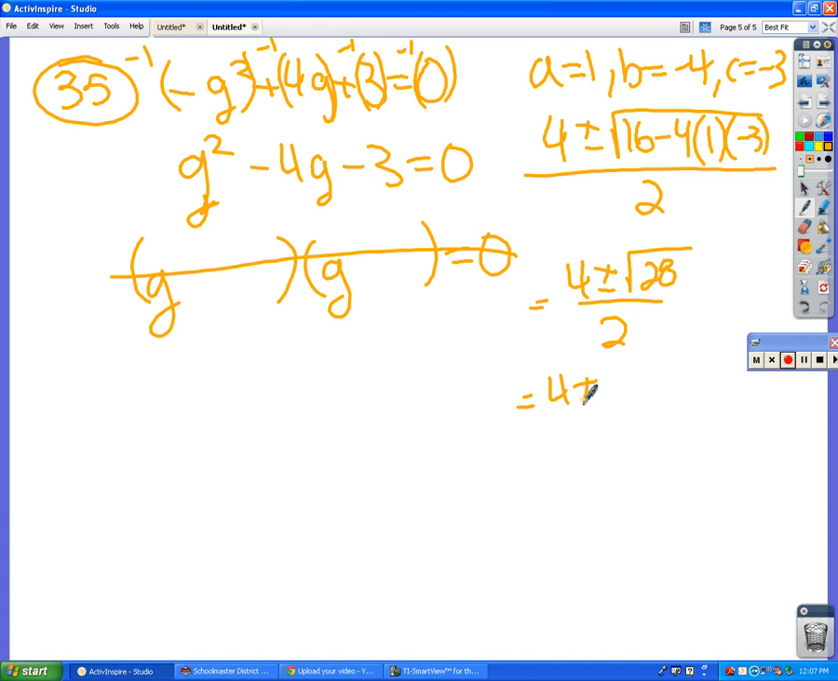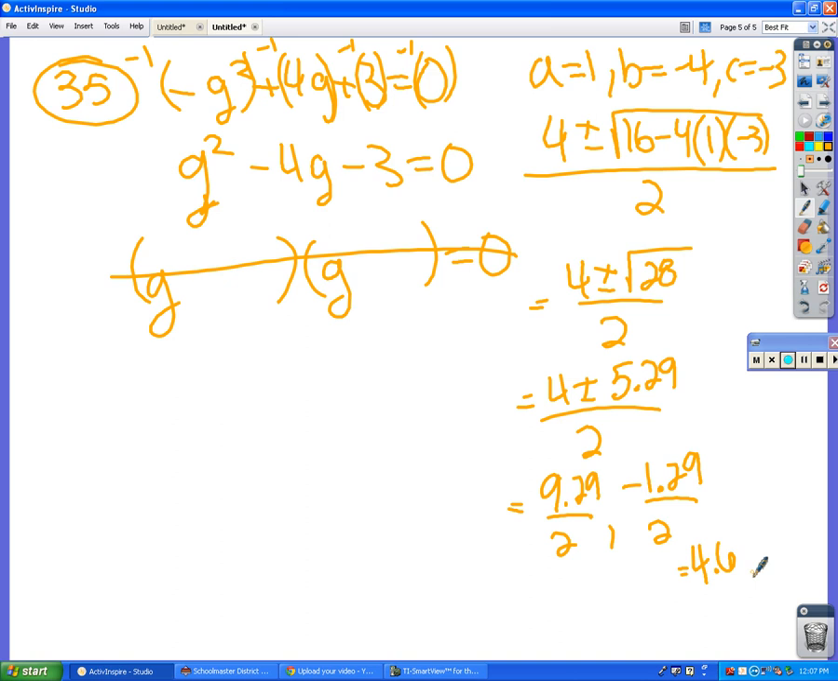Square root of 28 is something. Okay, what's the square root of 28? It's a decimal. 5.29? And that's divided by 2. Okay, so if I go 4 plus 5.29, that gives me 9.29. If I go 4 minus 5.29, that gives me negative 1.29, and both of those are still divided by 2. What's 9.29 divided by 2? 4.65 if I round it. And negative 1.29 divided by 2 is negative 0.65 if I round it.